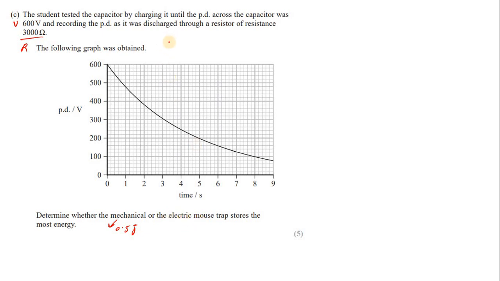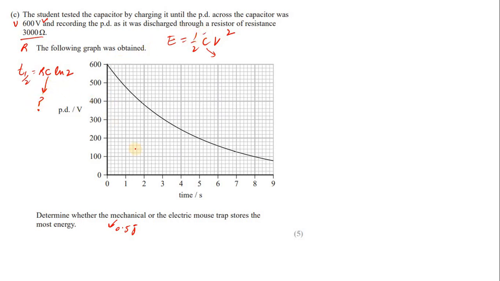The energy stored in the capacitor is E equal to half of CV squared. Voltage is given, but capacitance is not given. We have other formulas with charge, but charge is also not given. But we can find capacitance because the decay curve is given. The idea is we can use the half-life formula: T half is equal to RC ln2. So we can find this capacitance, and this capacitance can be used to find the energy to compare.